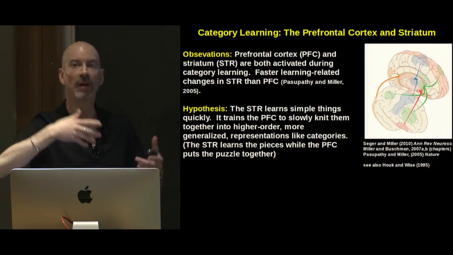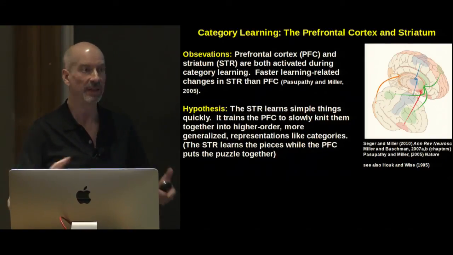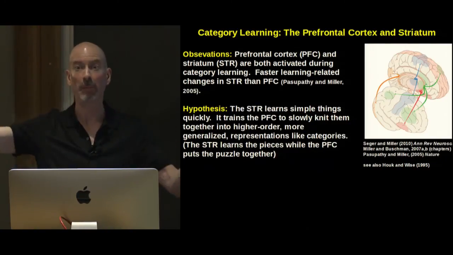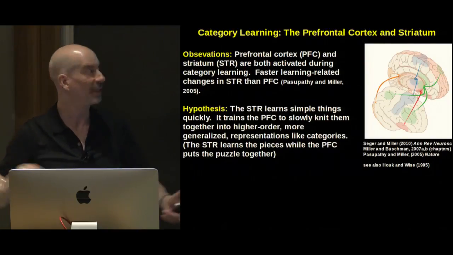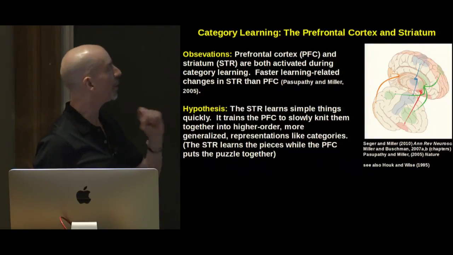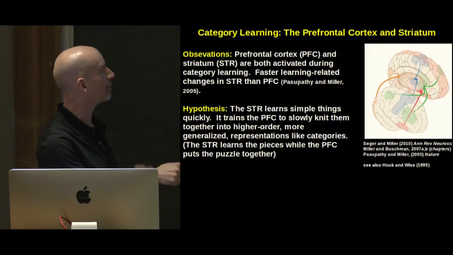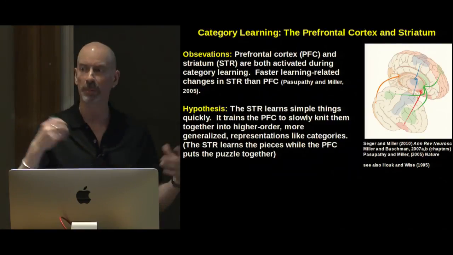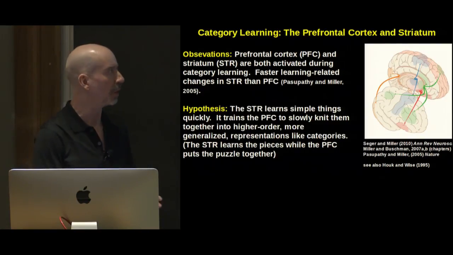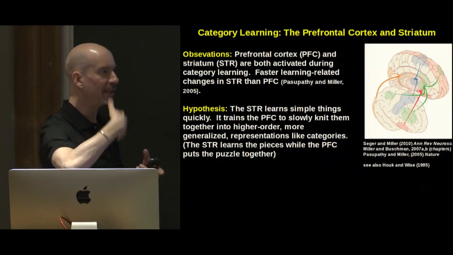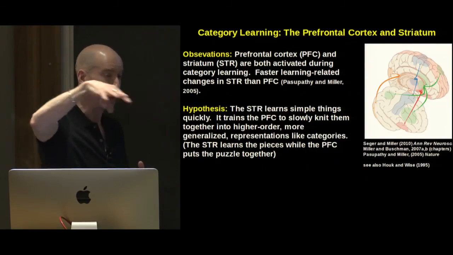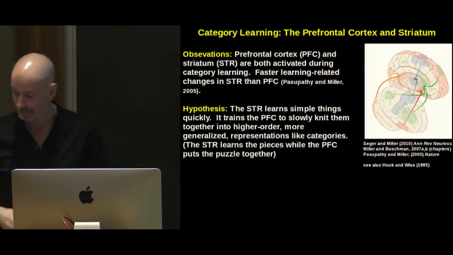And what is a category? What is an abstraction? It's finding the common elements about a whole bunch of different things. That's what a category is. So the way to think of it is the striatum learns pieces of the puzzle while the prefrontal cortex puts the puzzle together. That's the general idea. And it does so by the striatum slowly training the prefrontal cortex to figure out what the overlap is among all the patterns fed to it.